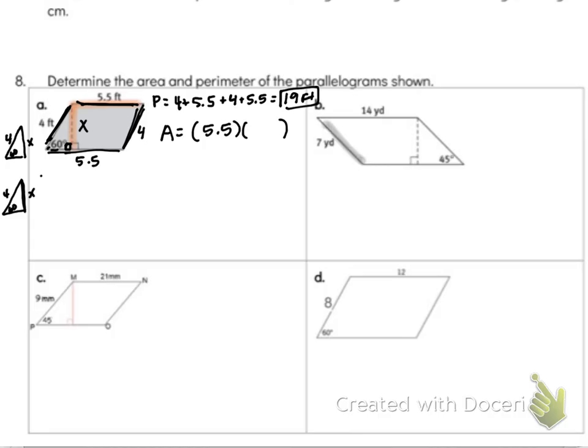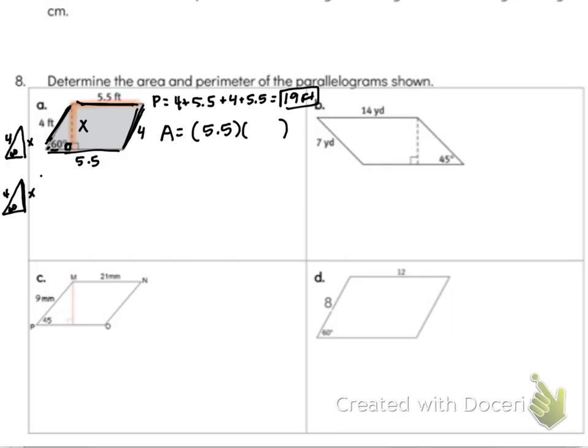But if I was doing B, it would be 7 plus 14 plus 7 plus 14. If I was doing C, it's 9 plus 21 plus 9 plus 21, 8 plus 12 plus 8 plus 12. Okay? Again, not really my focus for this section. I need to make sure you know how to find area.